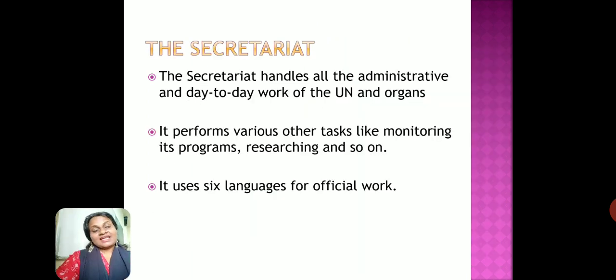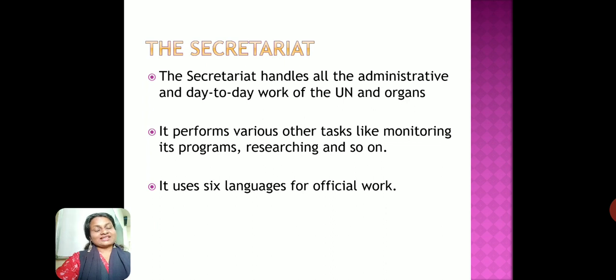That brings us to the next organ of the United Nations, the Secretariat. Now, what is a Secretariat? It handles all the administration work, all the paperwork, all the coordination, all the different aspects of the United Nations. And it does all the day-to-day work that needs to be done for the United Nations. Such a huge organization cannot work efficiently if all those details are not taken care of, if it's not organized and if it's not coordinated.